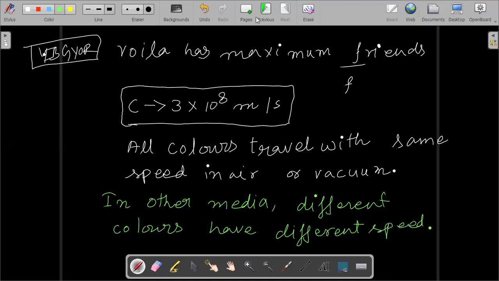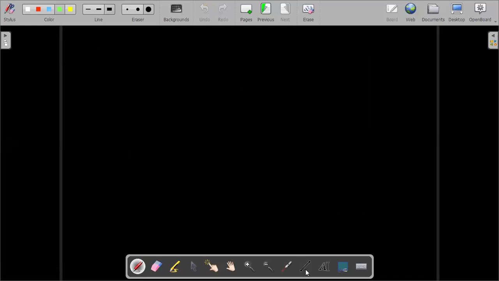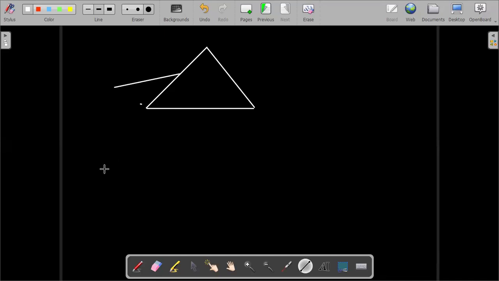So it's like this. Let us try to observe this. What happens over here? We take a triangular prism. So this is a triangular prism, and here we take a ray of light. So let us say we take a ray of light which comes and strikes this surface of the prism over here. So this ray of light contains all the colors of light.